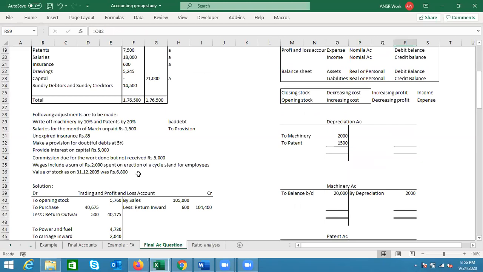Everybody clear? Any doubts until now? I'm going at a slightly faster pace because we have already discussed this transaction so many times. And let's very quickly go to the provide interest on capital account.